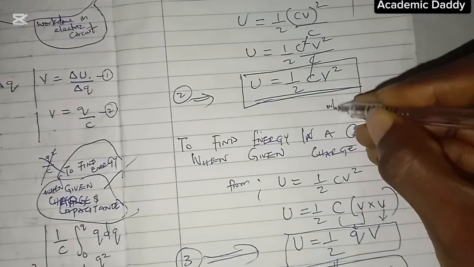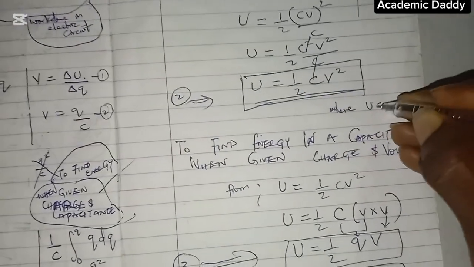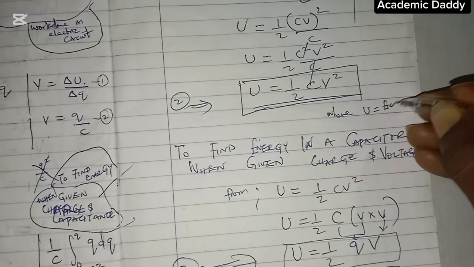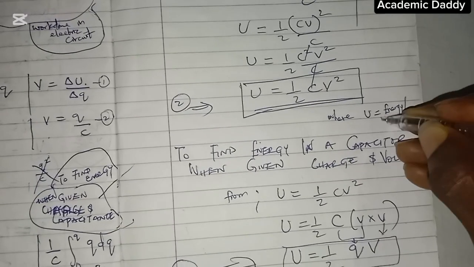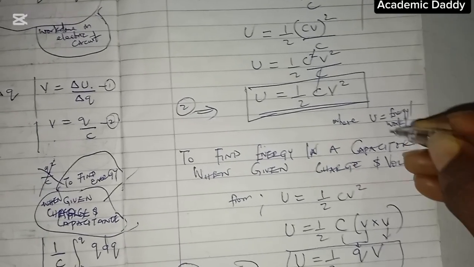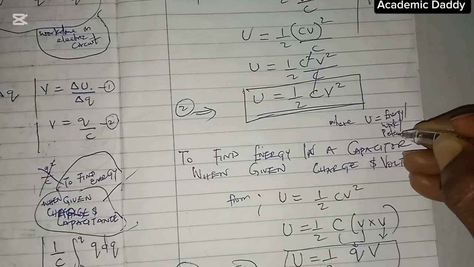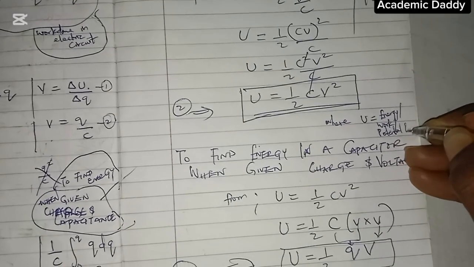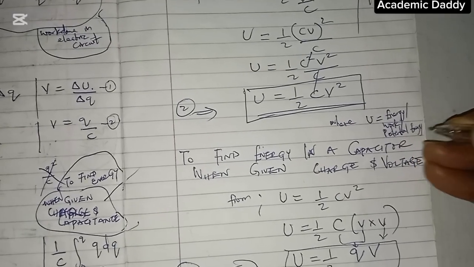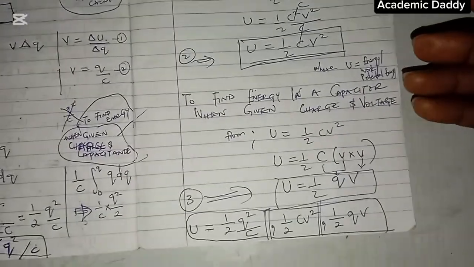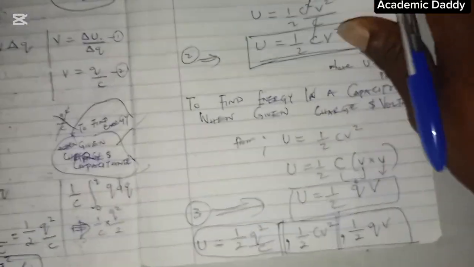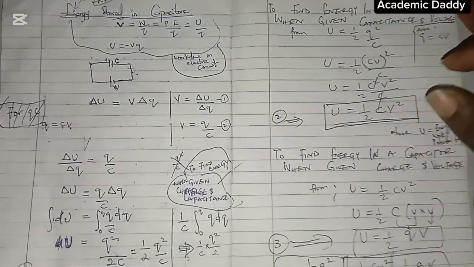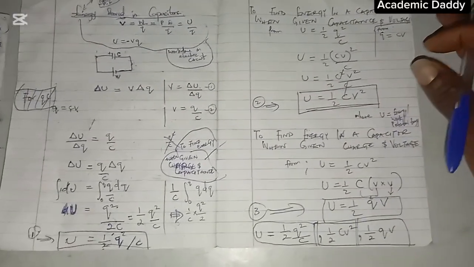So you can write somewhere where U equals energy slash work slash potential energy. If I know this, these are the basic formulas to calculate energy stored in a capacitor.